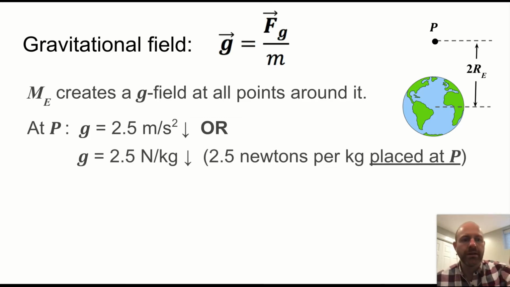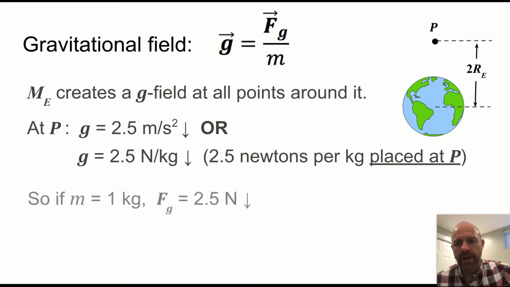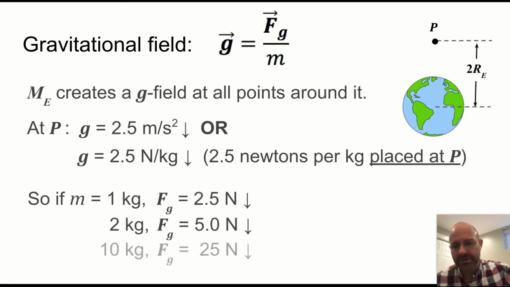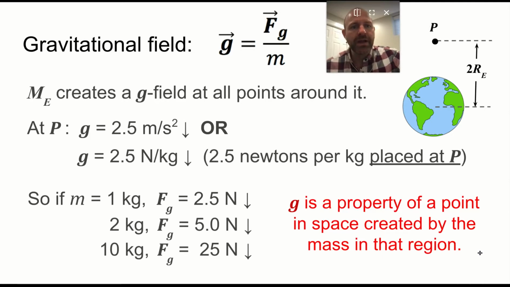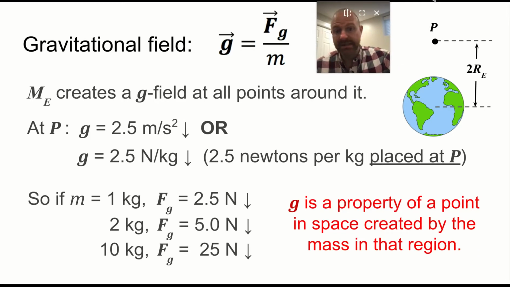So if you placed a 1 kilogram mass there, it would feel a weight force or a force of gravity of 2.5 newtons. So if 1 kilogram's there, 2.5 newtons down. 2 kilograms, 5 newtons down. 10 kilograms, 25 newtons down, and so on. So this little g is a property of a point in space. This doesn't care about what mass you place there. It tells you what would happen regardless of the mass. And that actually makes it really powerful, right?